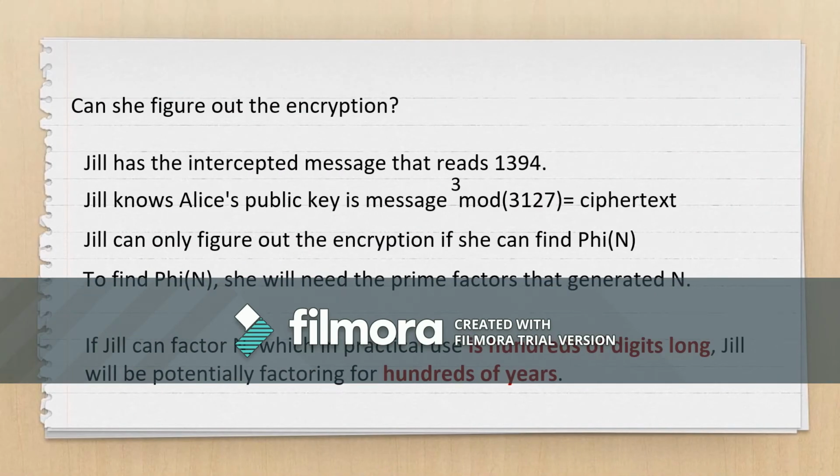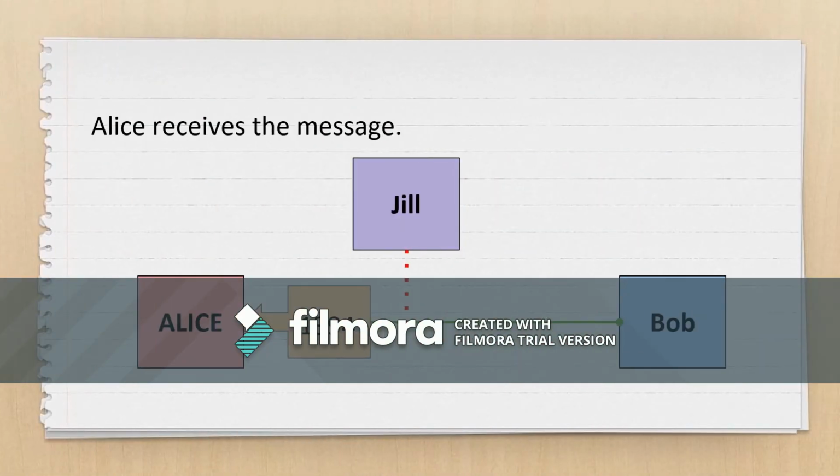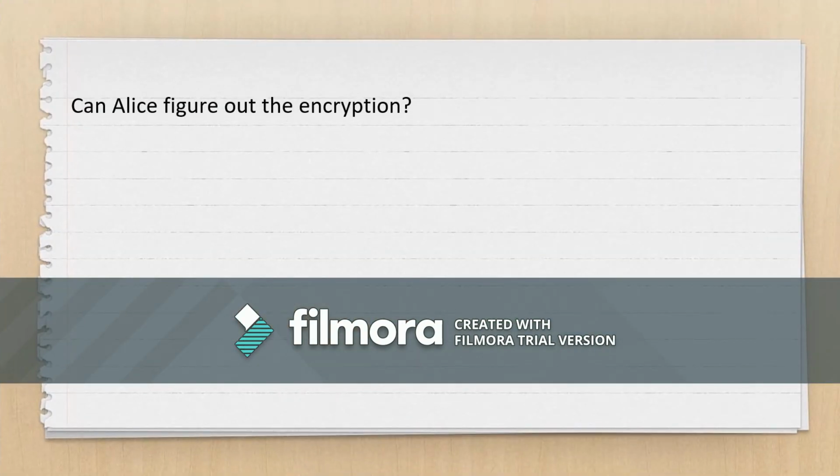If Jill can factor n, which in practical use is hundreds of digits long, and if she wants to find out this one message, she could be looking at factoring for a long time. Going back to the visual diagram, Alice receives the message from Bob. Can Alice figure out the encryption?